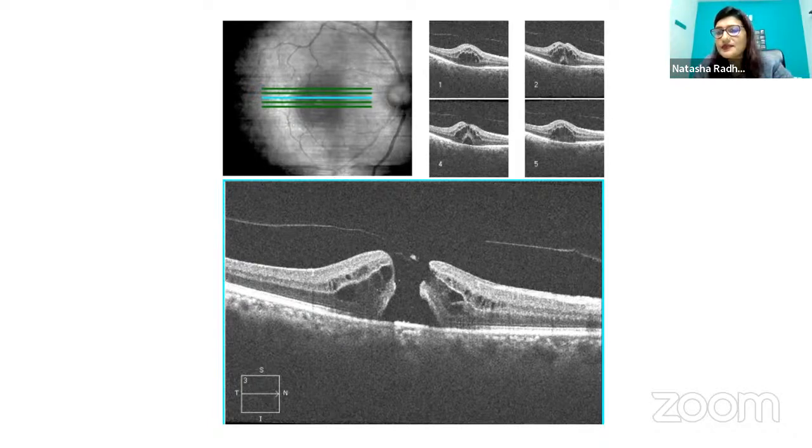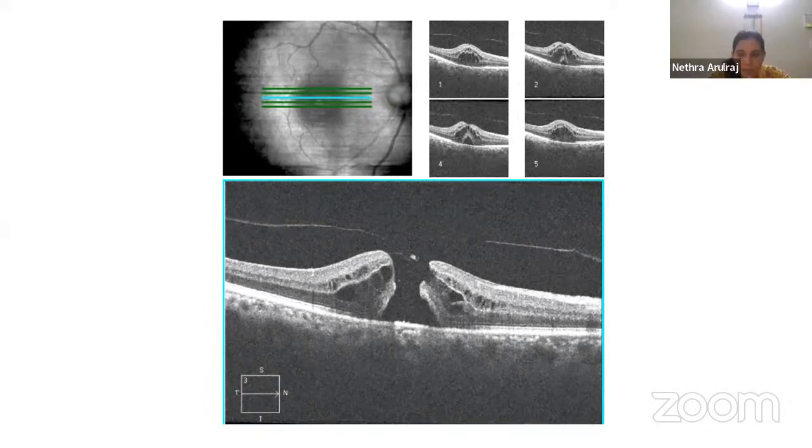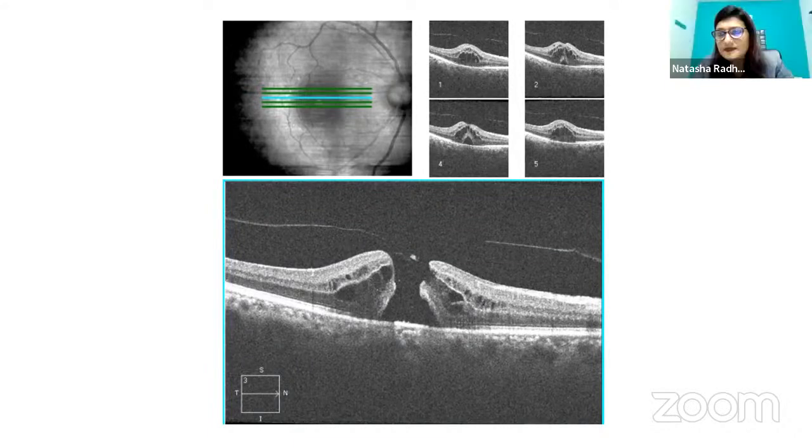Okay. So anybody, how can you predict a good prognosis, prognostic factors in macular hole surgery? Based on minimum linear diameter, basal diameter, macular hole height, macular hole index, diameter hole index, tractional hole index. So each of them have to be measured.